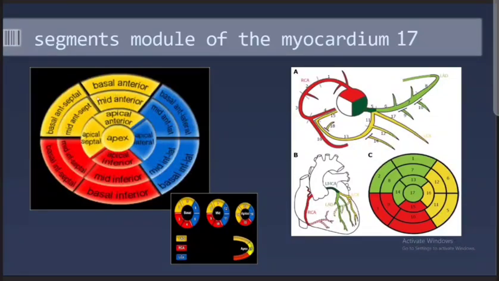When we go lower, these are six segments also identified at the mid level. This is the mid anterior, mid anteroseptal, mid inferoseptal, mid inferior, mid inferolateral, and mid anterolateral. When we go toward the apical segments, they are four only: apical anterior, septal, inferior, and lateral.